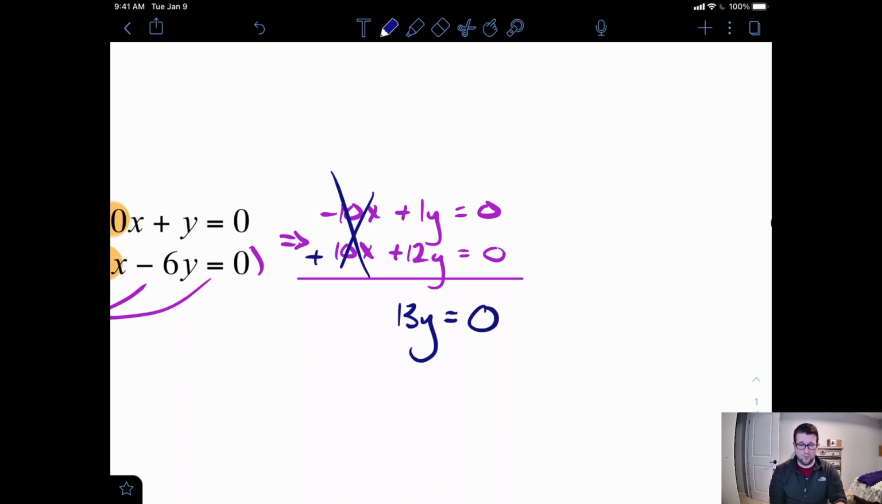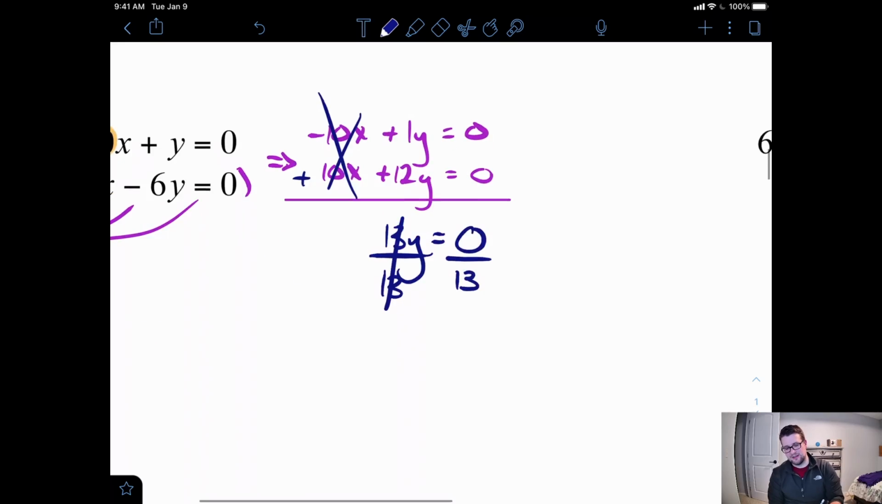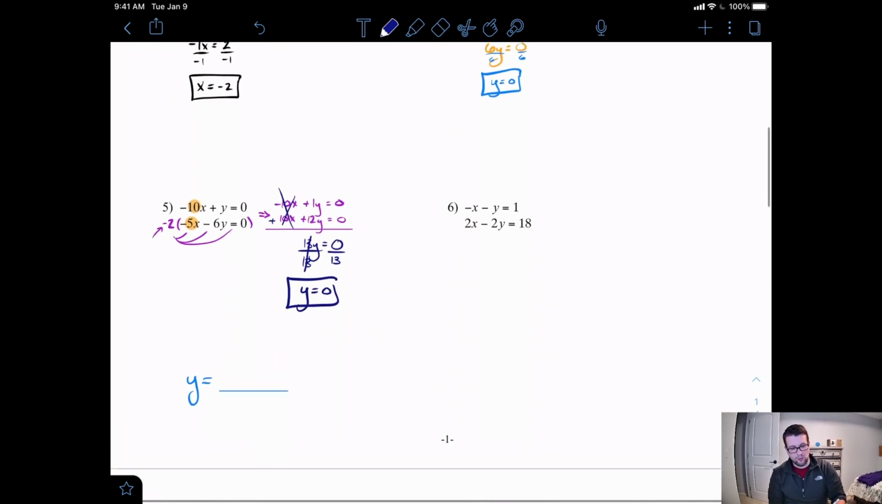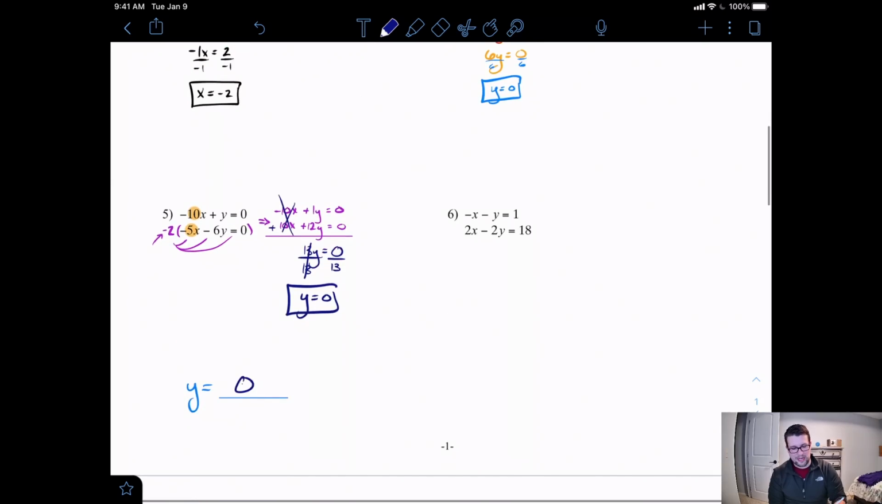Now, we haven't gotten y alone yet, so we need to divide by 13 and divide by 13. And that's going to leave us with y equals 0. So just like we wanted, we were able to figure out what y equals.